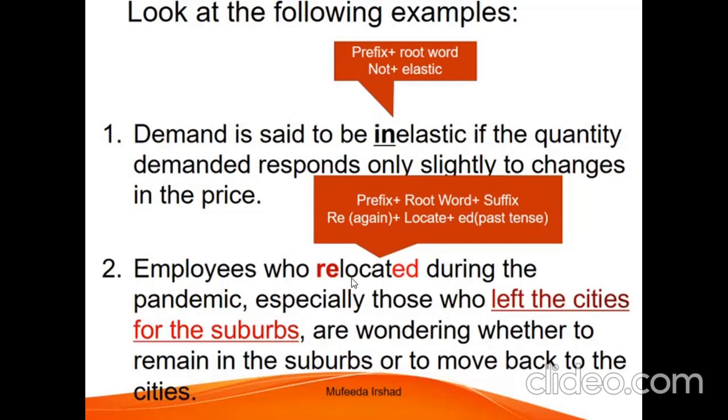In the second sentence, relocated is an example of a prefix and a suffix attached to the root word. In this example, the prefix attached to the root word is re, and the suffix attached to the root word is ed. Re means again, and ed is used to form the past tense. Thus, relocated in this sentence means move back to the suburbs. Now try replacing relocated with your definition and then read the sentence. Employees who moved back to the suburbs during the pandemic, especially those who left the cities for the suburbs, are wondering whether to remain in the suburbs or to move back to the cities. The sentence makes sense, doesn't it?